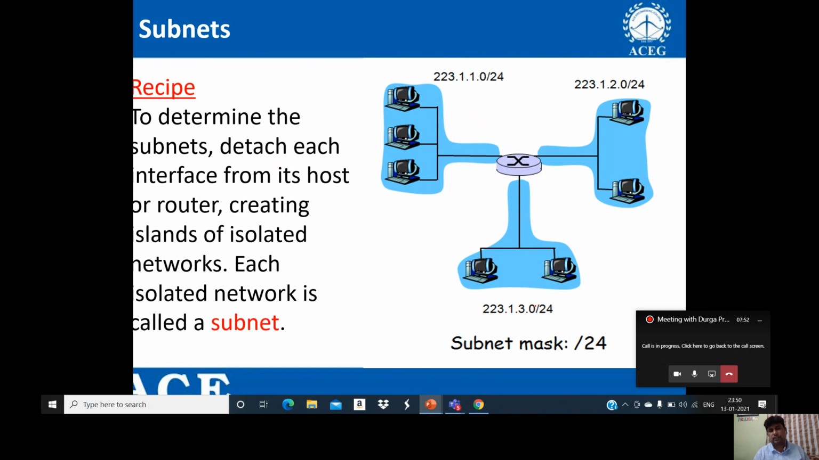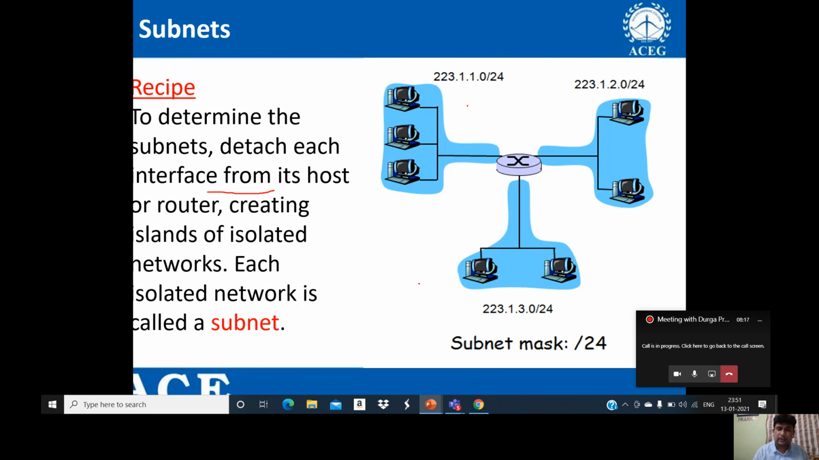Here you could find, to determine the subnets, detach each interface from its host or router, creating strands of isolated network. Each isolated network is called a subnet. Now I want to find out the subnet mask of this particular device. So the total length of the network ID part is called the subnet mask length.